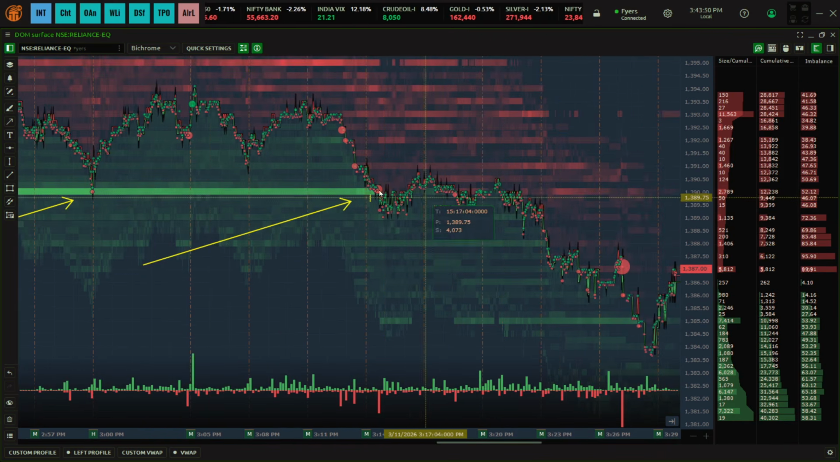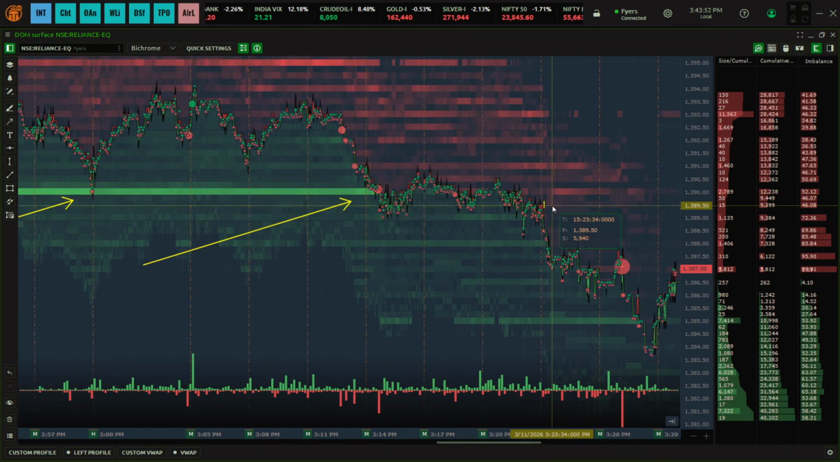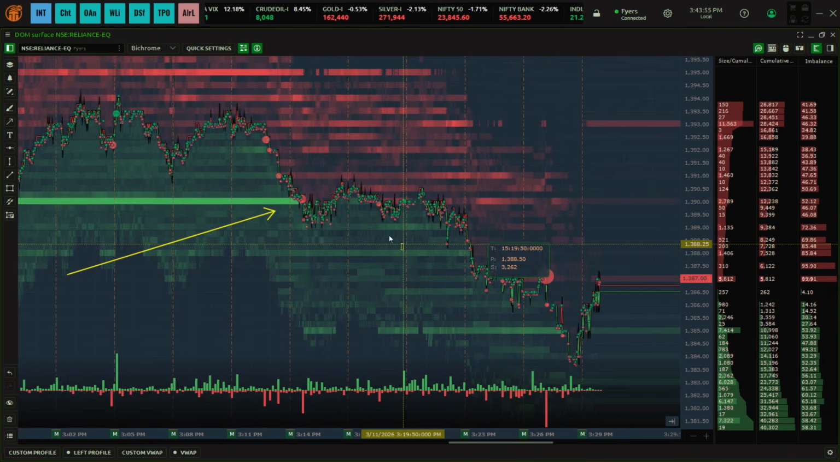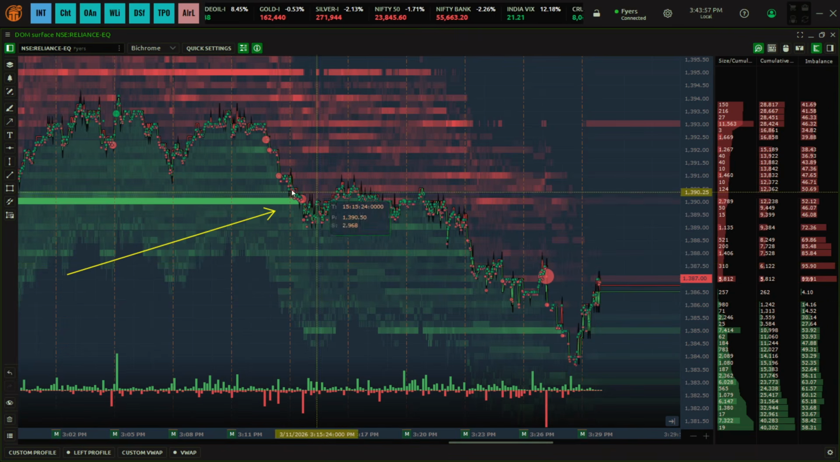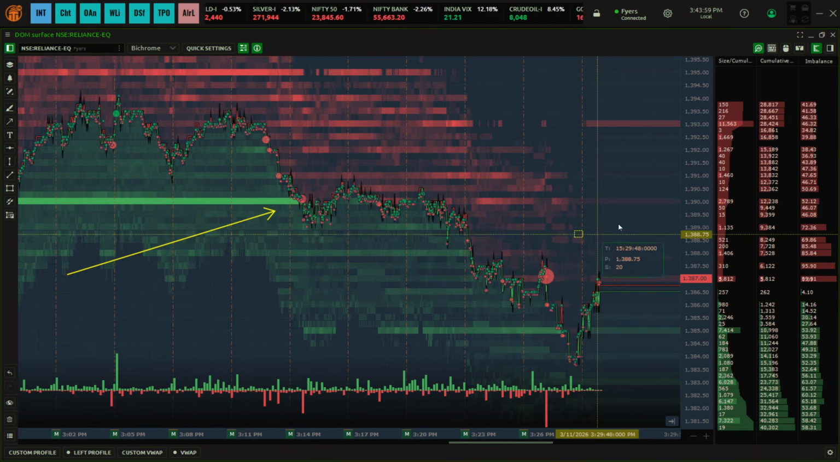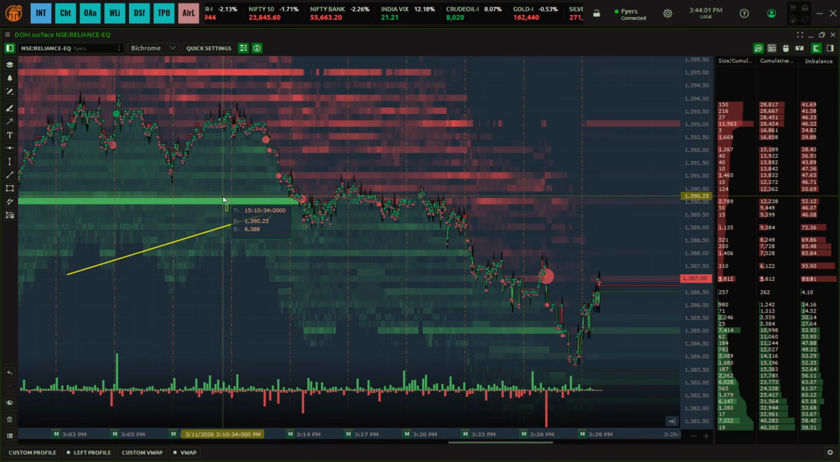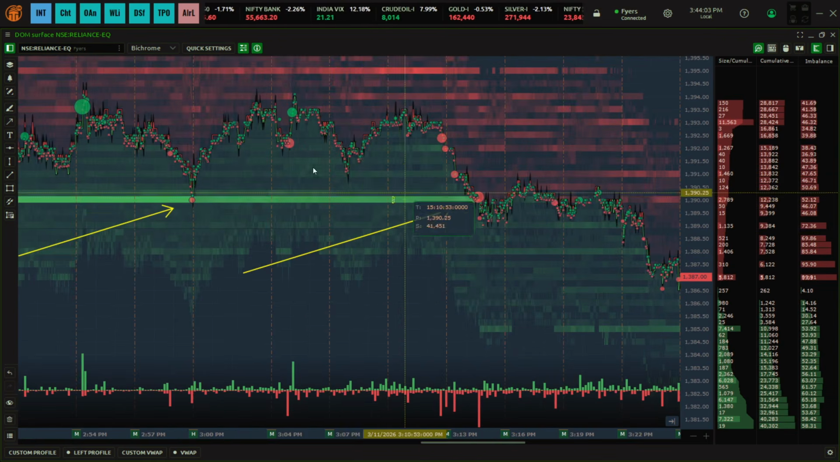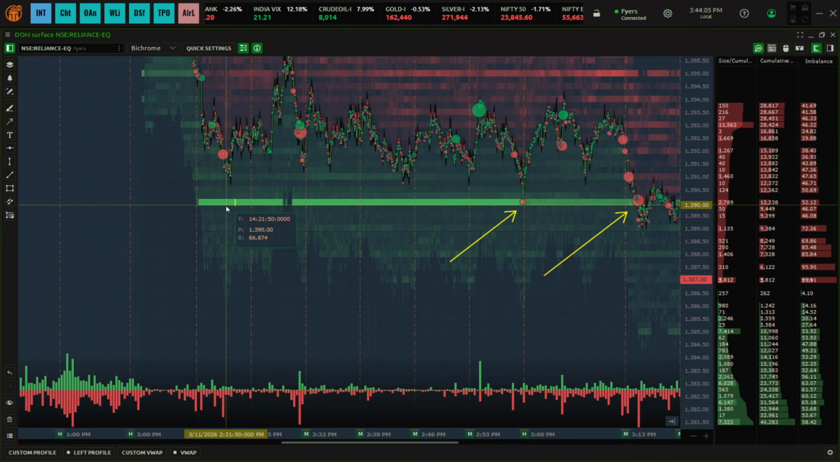So this area can act as a support or resistance. For now price is down, so it will be interesting to see how the market reacts around this level, but these levels act as a support and resistance. But the question that comes here is why there is a really big order sitting here.